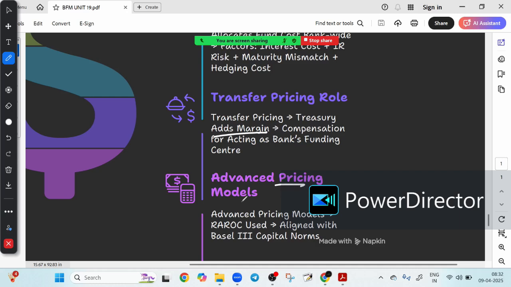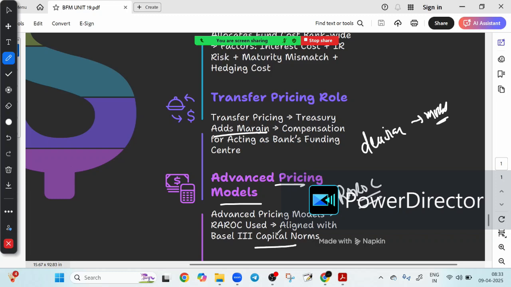And then we have the advanced pricing model. See, behind every decision lies a model. Any decision that the bank takes has a model behind it. Treasury uses advanced pricing techniques, often based on RAROC. You know what RAROC is? Risk adjusted return on capital, ensuring alignment with the Basel III capital norms. In simple terms, they are managing risk and reward the smart way.